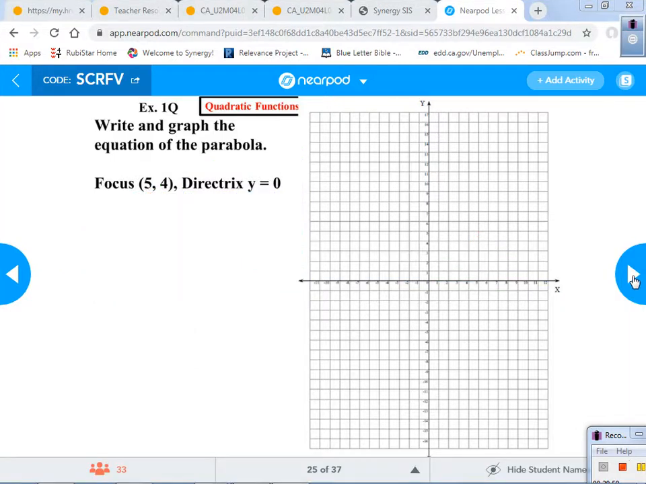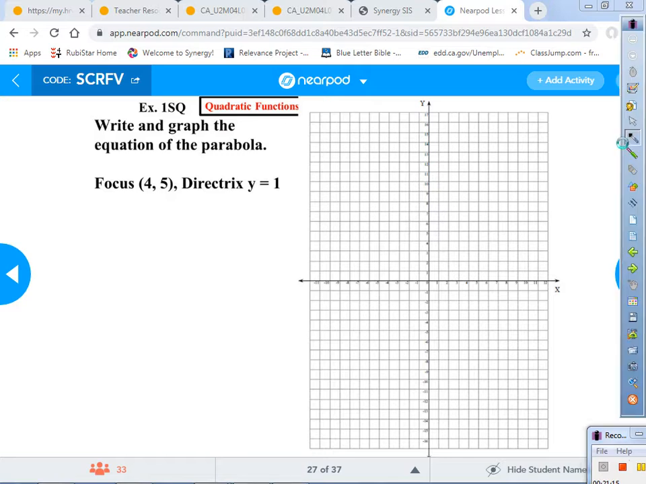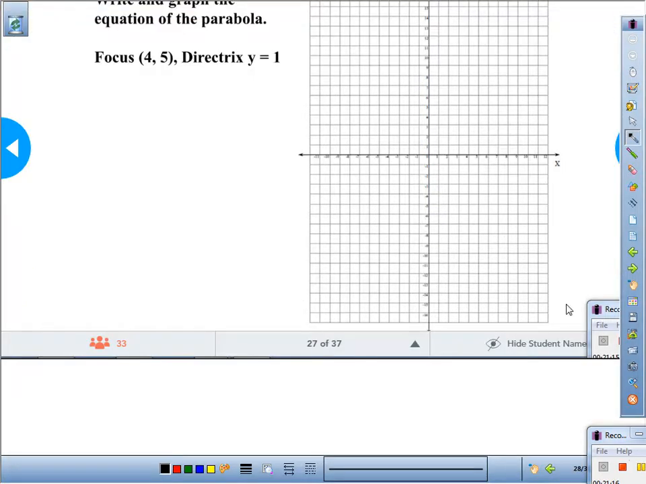Next, copy this one, example supercube. Let's see how you do with that one. Focus 4, 5, and directrix goes through y equals 1. I'll give you a head start. Copy that and go. All right, let's see. I gave you a head start. Let's see how you did.